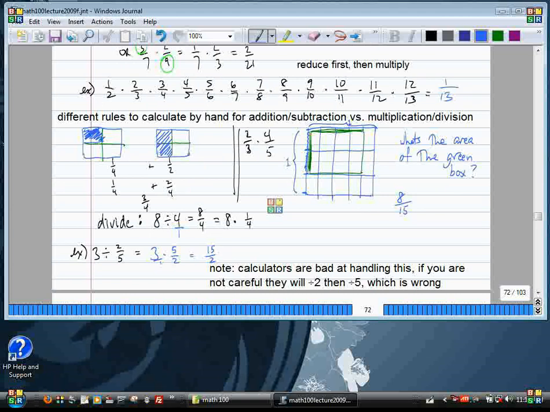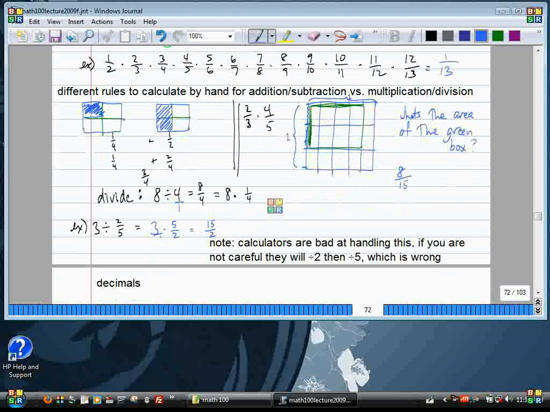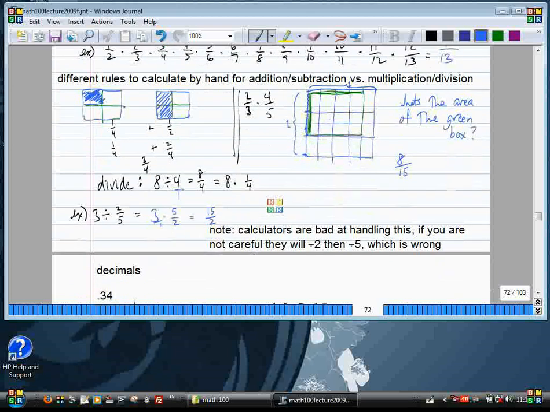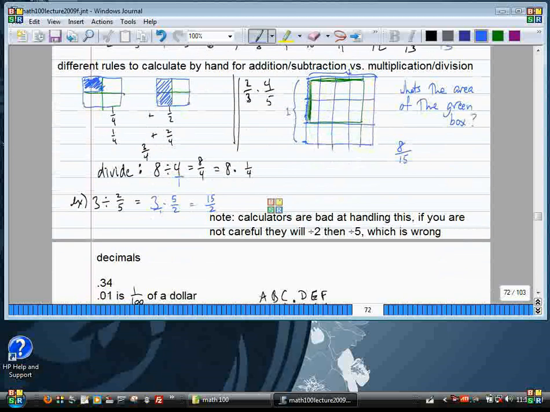Next, decimals. 0.34 is a decimal. Okay. 0.01 is 1/100th of a dollar, if you like to think of it in terms of money. All right. So we're going to talk about this in a bit, but there's a connection between decimals and fractions. Now, before we talk about that, I want to talk about place value when it comes to decimals.